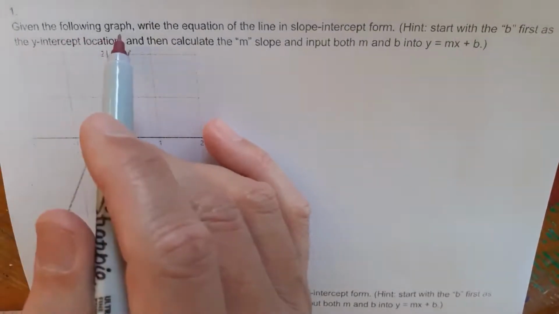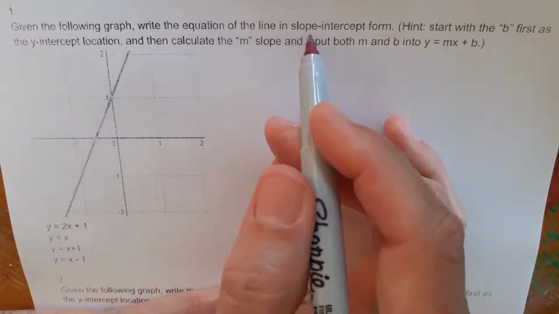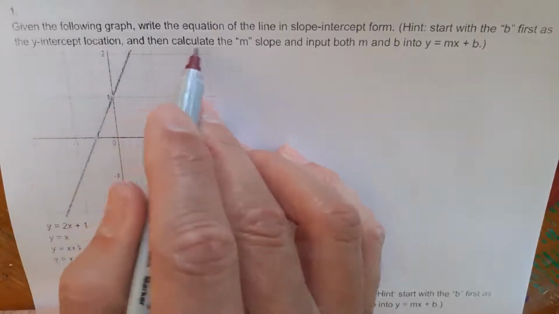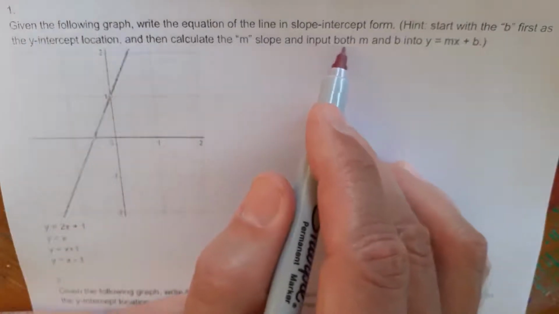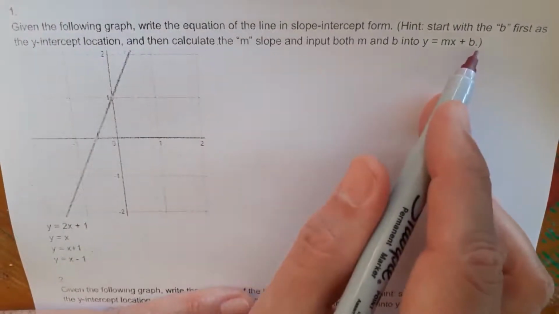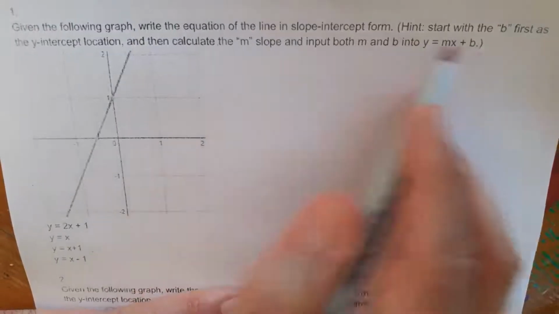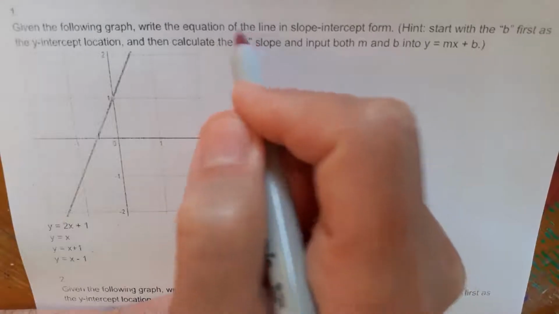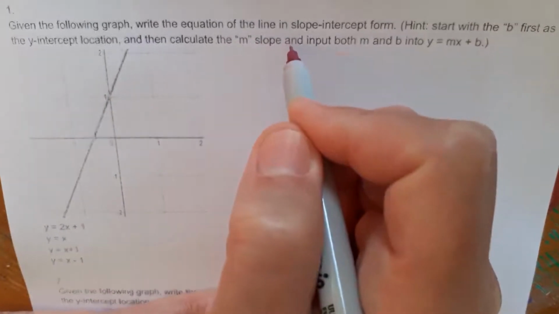Let's do the first one. Given the following graph, write the equation of the line in slope-intercept form. Hint, start with b first as the y-intercept location, and then calculate m, the slope, and input both m and b into y equals mx plus b. So they almost tell us everything about what's in the notes, except the fact that you got to know slope is rise over run. They do not put that in here, right?